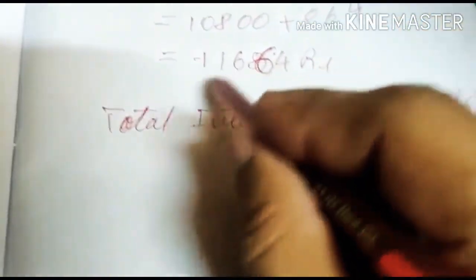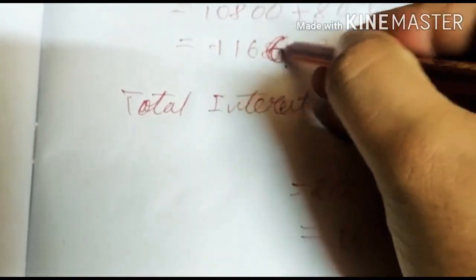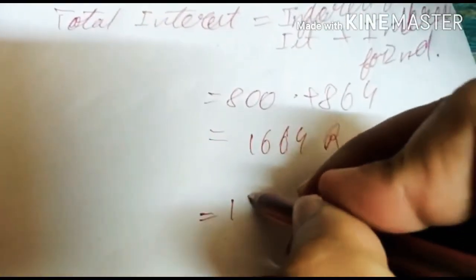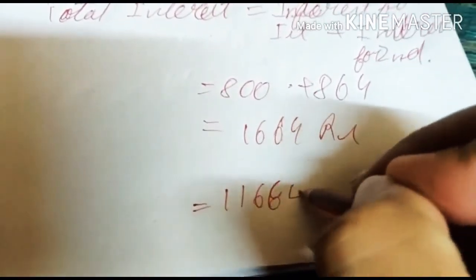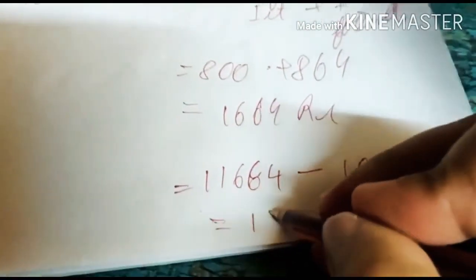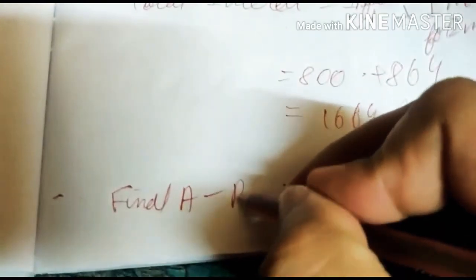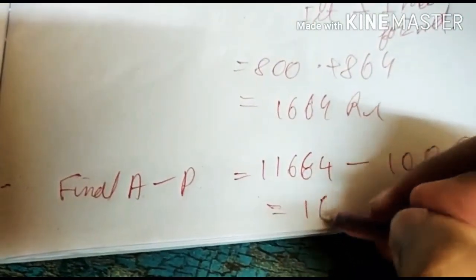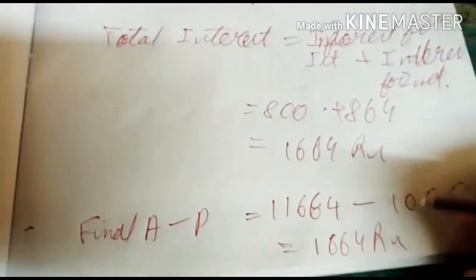This is the final amount we had to pay, the final amount at the end of 2 years. So what was the initial amount we took? We took 10,000 from that person. So it can also be calculated as 11,664 minus the initial principal, that is, final amount minus principal. It comes out to be 1664 rupees. In both ways our interest is coming the same.